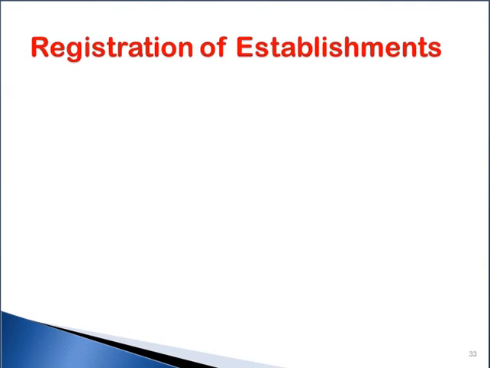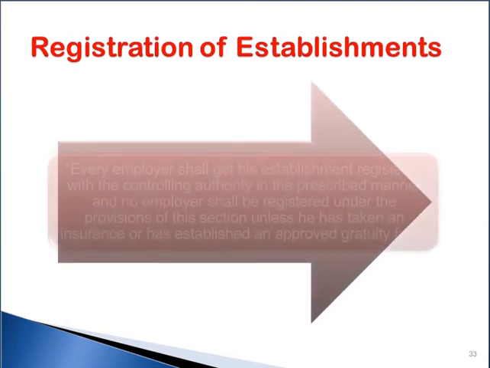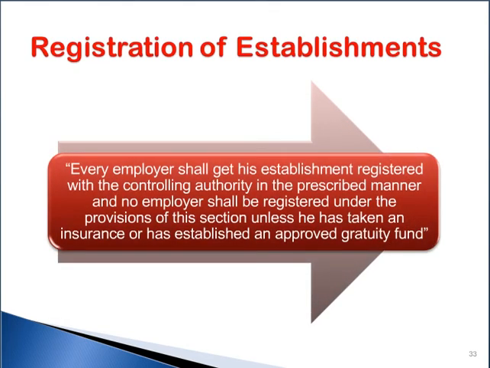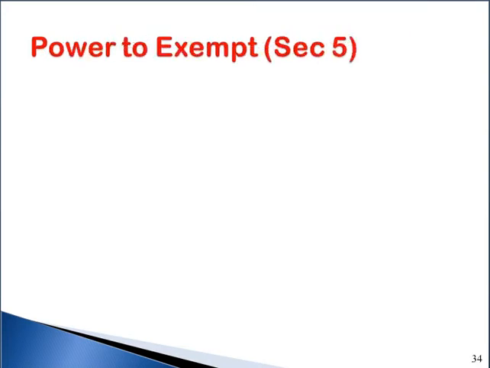Students, the next issue is about registration of establishment. The Act states that every employer shall get his establishment registered with the controlling authority in the prescribed manner, and no employer shall be registered under the provisions of this section unless he has taken an insurance or has established an approved gratuity fund. This means that the Act is very specific on how an employer is funding the gratuity liability.